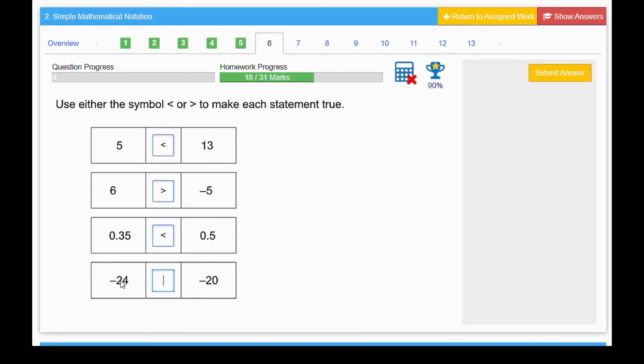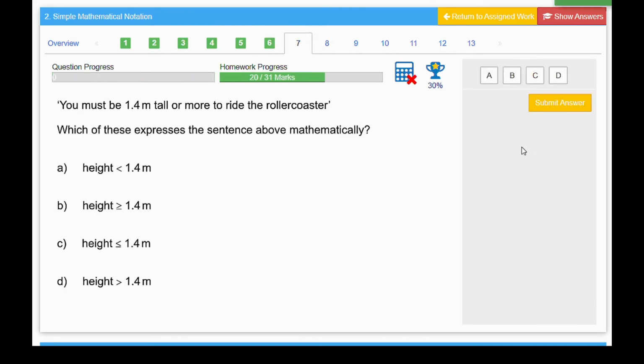Moving on to the last one, which one's smaller? -24 or -20? The answer would be -24. And there, if we check our answers, we should get all 4 correct. Now moving on to question 7.